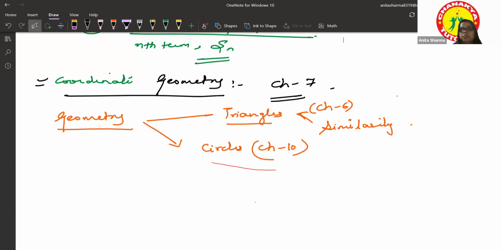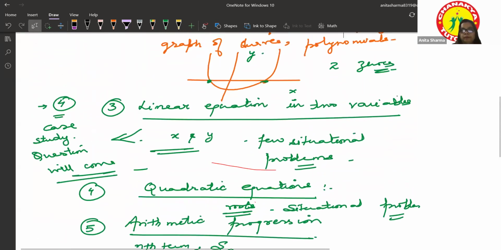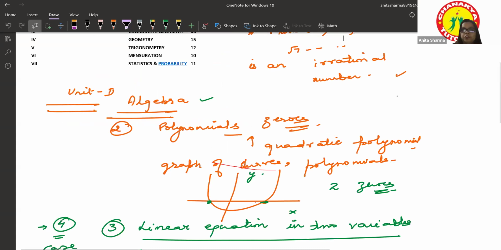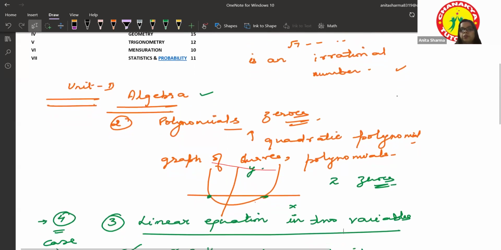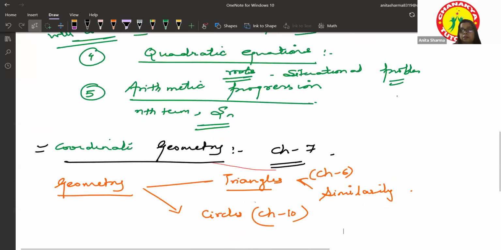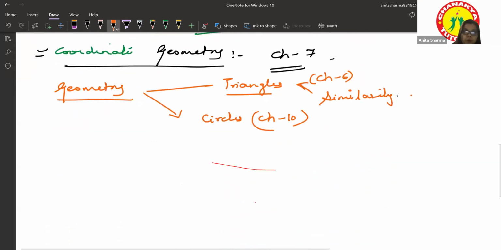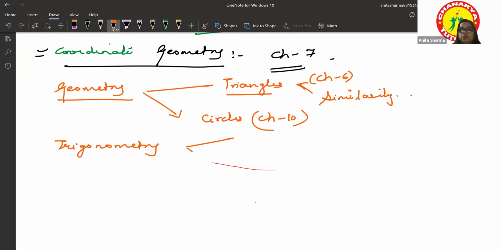Now after that, the mensuration chapter is there. See, trigonometry. After trigonometry, mensuration and statistics and probability. So trigonometry is 12 marks. A very, very important chapter, trigonometry. 12 marks, and it contains 2 chapters. Chapter number 8, Introduction to Trigonometry. And second, chapter 9, Height and Distance.